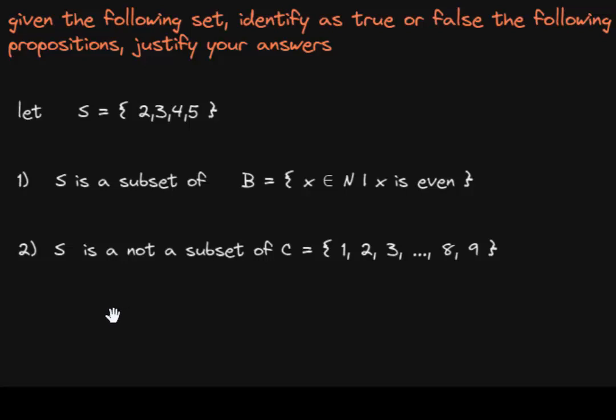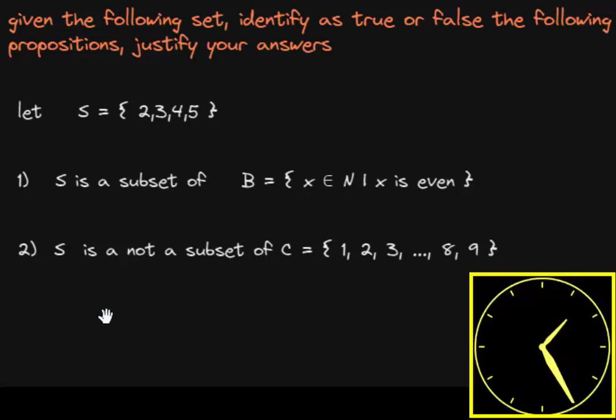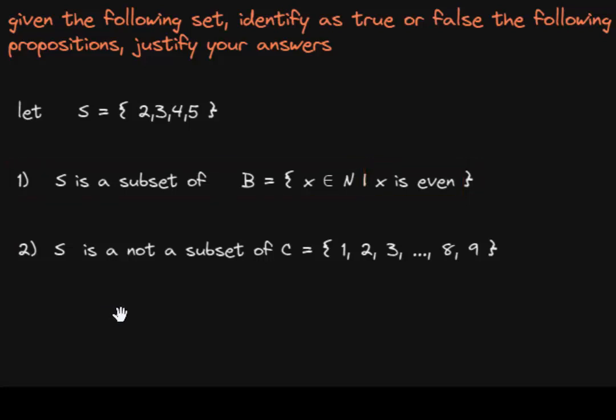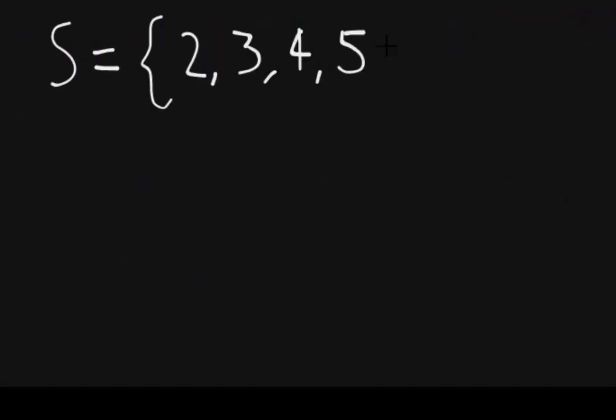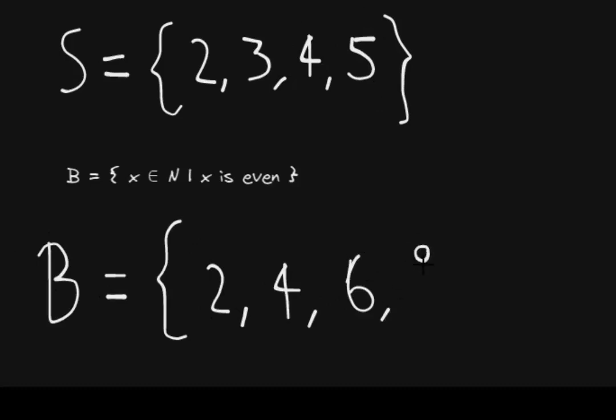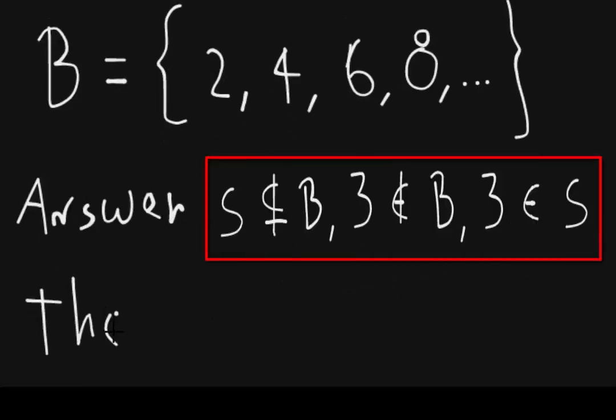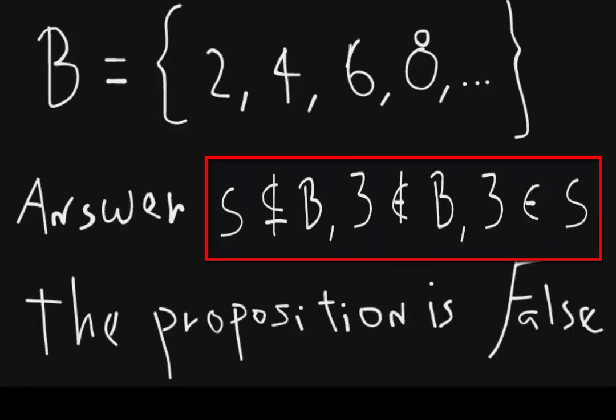Mark as true or false these two propositions. First, S is a subset of B. B is composed of the even numbers, and S contains 3 and 5. So this must be false. Now, how to justify? By proving that a single element is in S but not in B, we are done. So expand both expressions and answer in any algebraic manner.